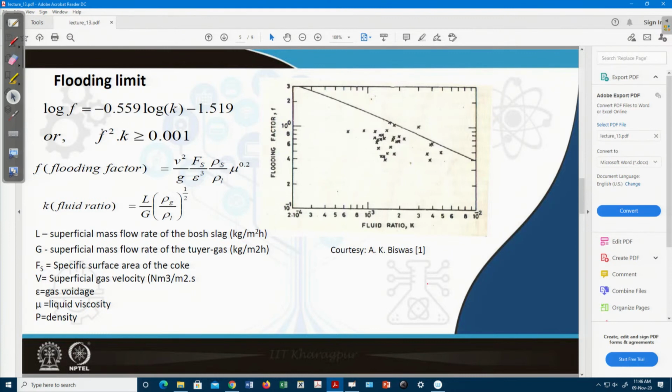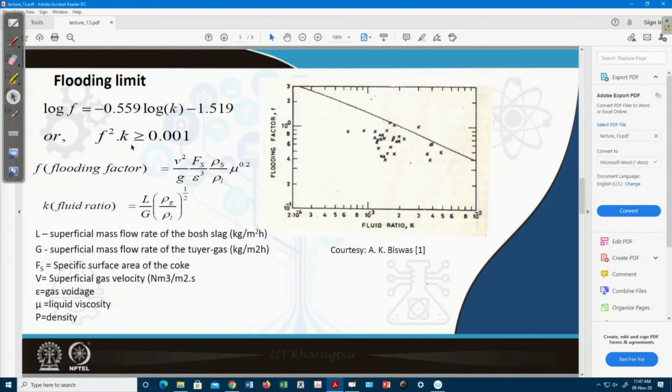So, accordingly you can control F and K in such a way such that all the data remains beyond this line. This line is nothing but log F is equal to this line. So, this is the straight line basically. If you plot the flooding factor in a log scale and fluid ratio in the log scale also, then it will become a straight line and all the data. So, you have to control this F and K in such a way such that all the data remains below this line, then you can avoid the flooding.